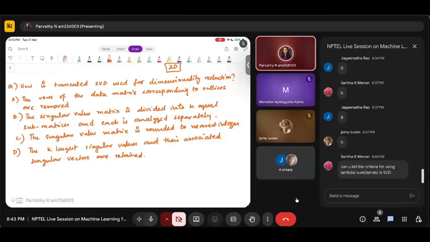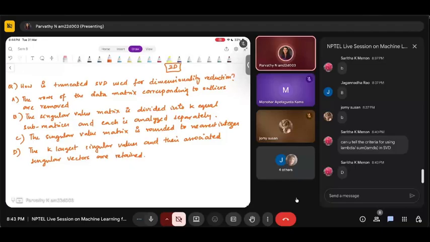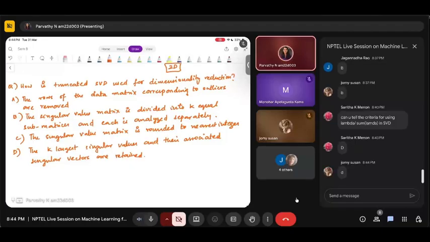The rows of the data matrix correspond to outliers. The singular value matrix is divided into k equal submatrices. Singular value matrix is rounded to nearby integers. K largest singular values and their associated singular vectors are retained.